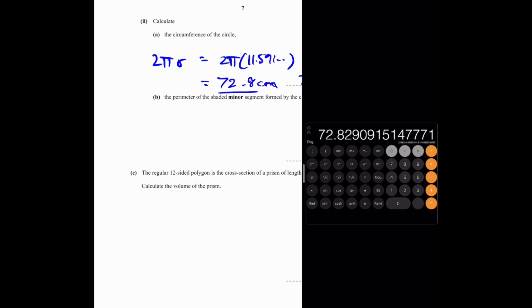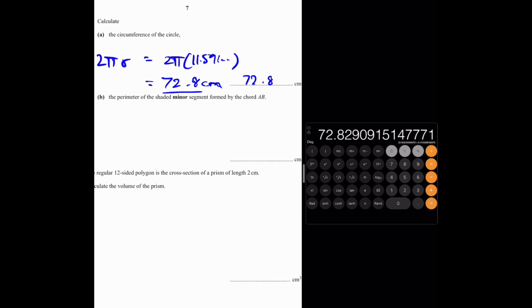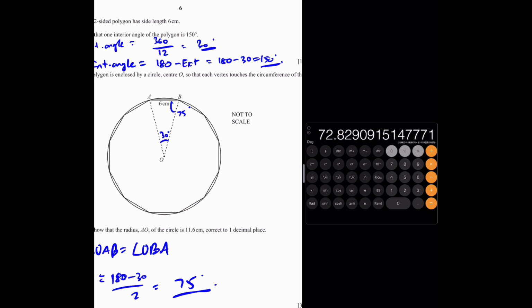And for part B, the perimeter of the shaded minor segment formed by the chord AB. Well, the shaded minor segment here is a tiny bit of space over there between the sector and the triangle. So to find the perimeter, we have to find the length of AB. The side length is 6, which is the side of the polygon, but we need to find the arc length AB as well. Only then we can find the perimeter.